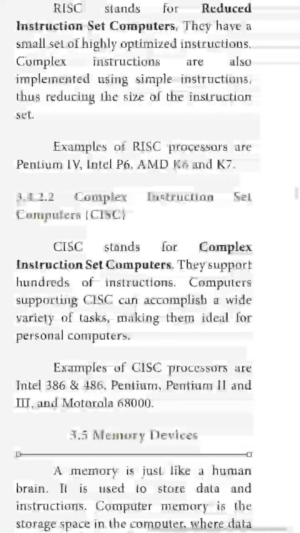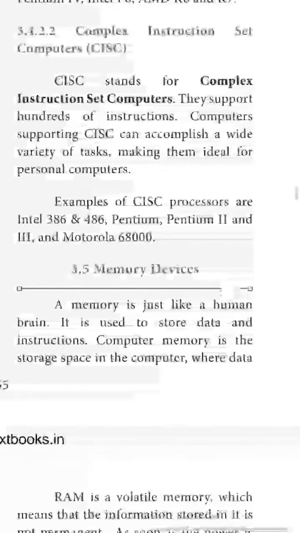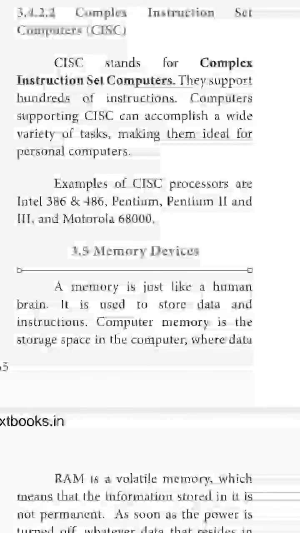Complex instruction set computers support hundreds of instructions. Computers supporting CISC can accomplish a wide variety of tasks, making them ideal for personal computers. Examples of CISC processors are Intel 386 and 486, Pentium 2 and Pentium 3, and Motorola 68000.